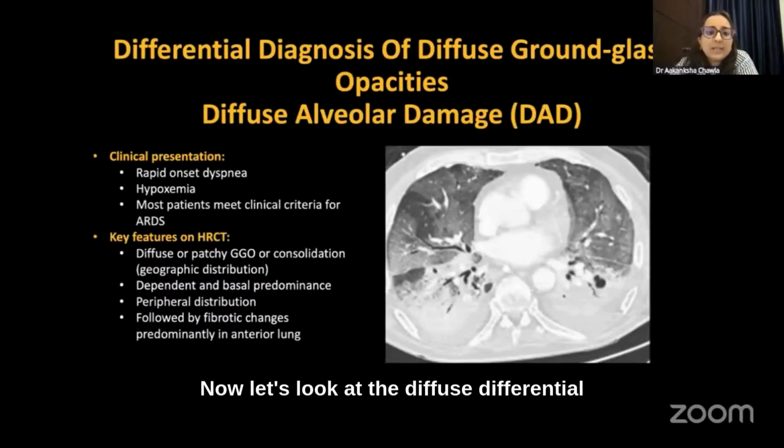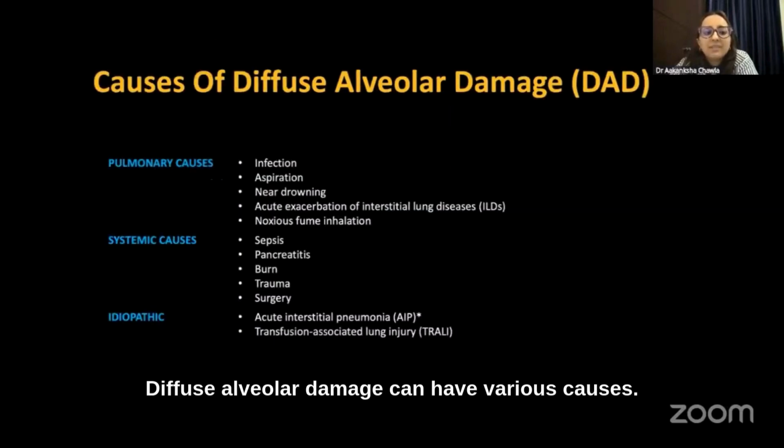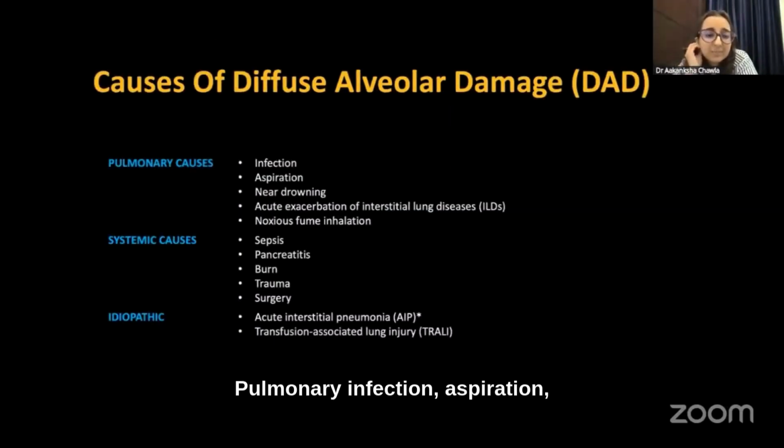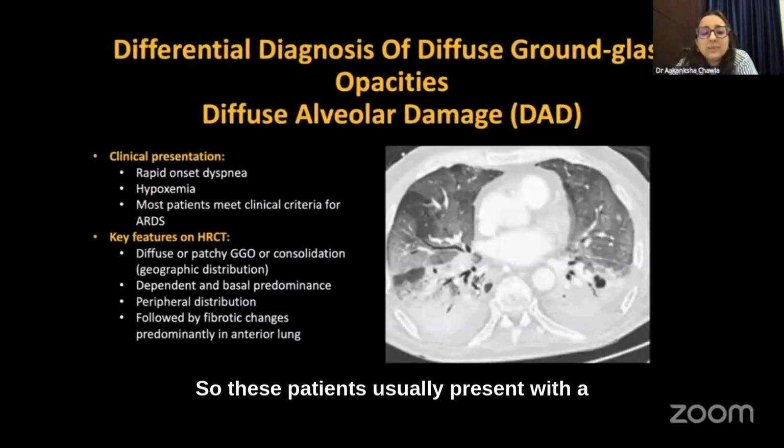Now, let's look at the differential diagnosis of diffuse ground glass opacities. Now, diffuse alveolar damage. Diffuse alveolar damage can have various causes: pulmonary infection, aspiration, systemic causes like sepsis, pancreatitis, burns, surgery, and even idiopathic, acute interstitial pneumonia, or even TRALI. So, these patients usually present with a rapid onset. They're very hypoxemic. Most of them meet the clinical criteria for ARDS.